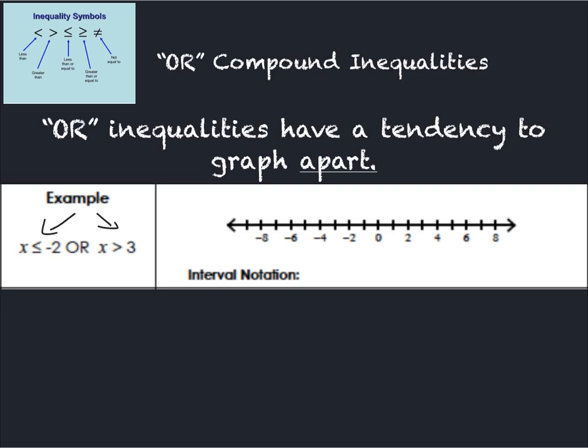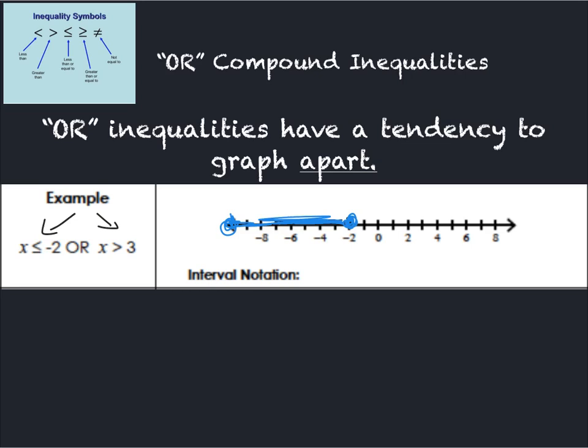Well, the first one says x is less than or equal to -2. So we graph it the same way we would if we didn't have that other part there. It's less than or equal to, so we're going to have a closed circle, and then we'll be going to the left-hand side. I should have done this in another color so you could see a little better. There we go. We're going to the left-hand side, this way right here.